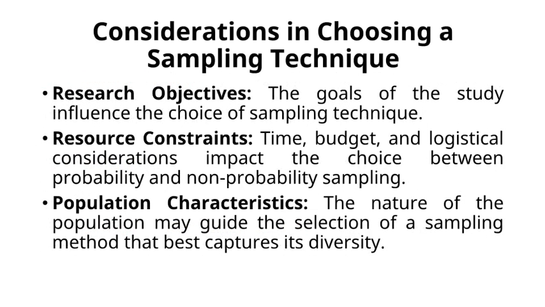Considerations in choosing a sampling technique. Research objectives: the goals of the study influence the choice of sampling technique. Resource constraints: time, budget, and logistical considerations impact the choice between probability and non-probability sampling. Population characteristics: the nature of the population may guide the selection of a sampling method that best captures its diversity.